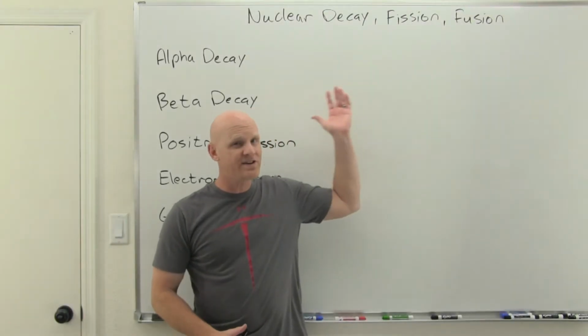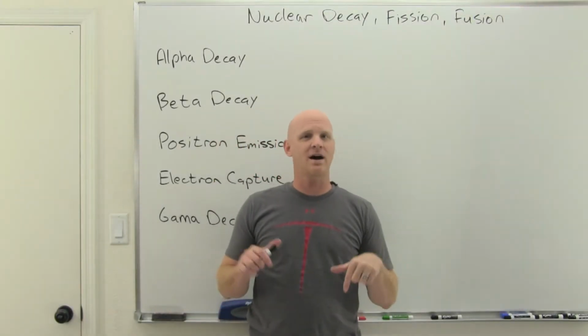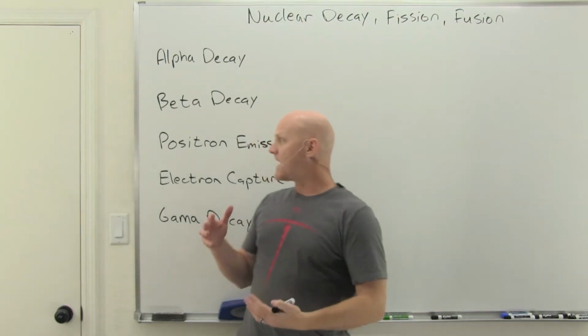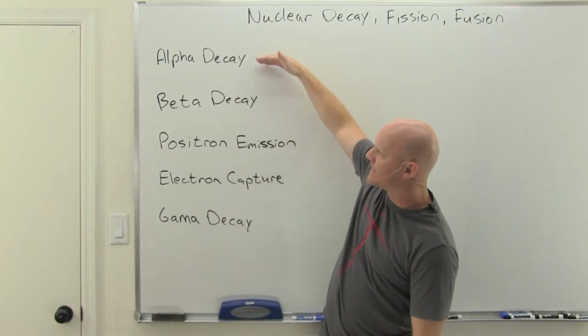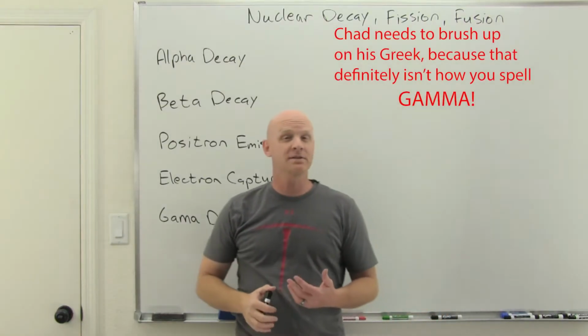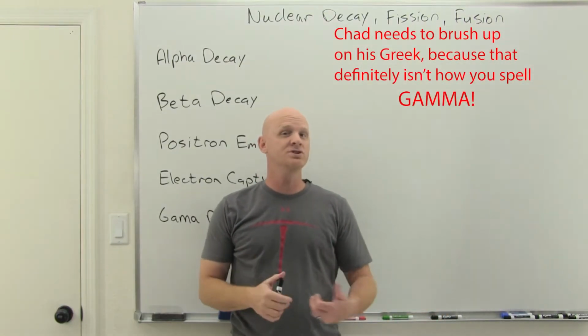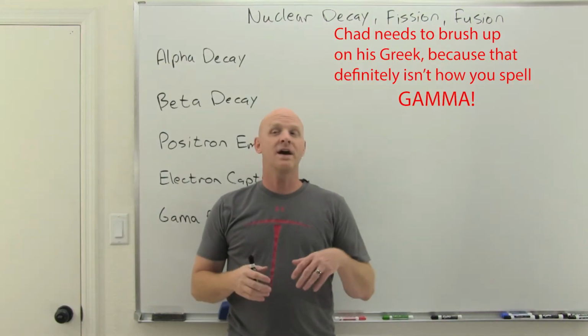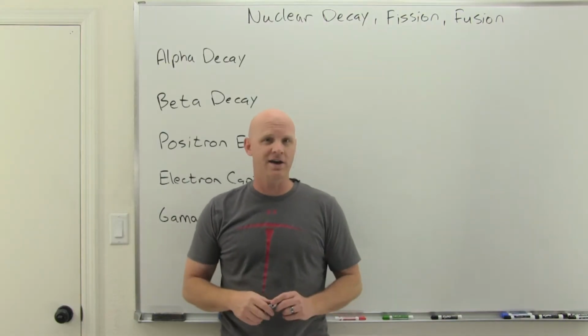The routes of nuclear decay, fission, and fusion are going to be the topic of this lesson. We're going to talk about 5 routes of nuclear decay, and that's alpha decay, beta decay, positron emission, electron capture, and gamma decay. And then we'll spend a little time talking about both fission and fusion, 2 nuclear processes that produce a ton of energy.